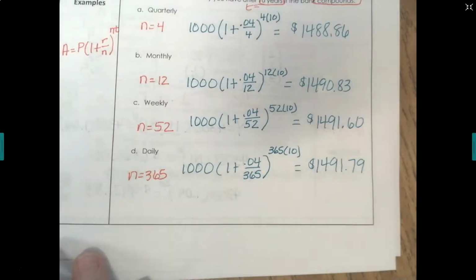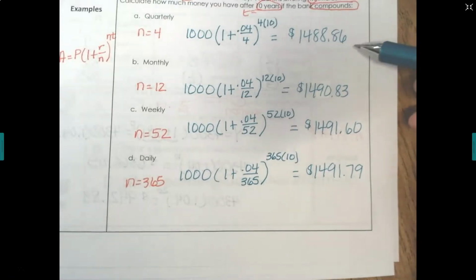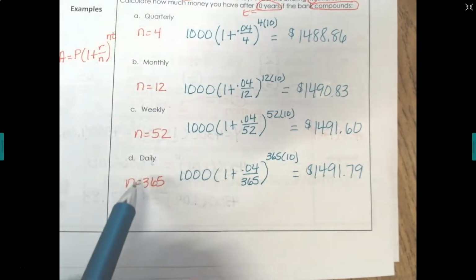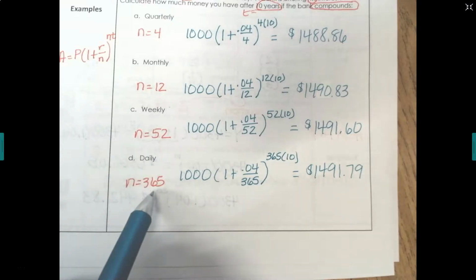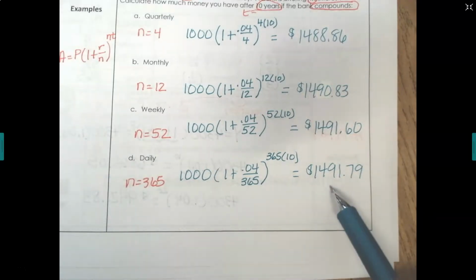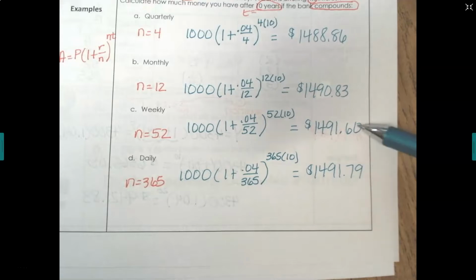All right, so taking a look at these, I got 1488.86, 1490.83, 1491.60, and 1491.79. Now, if you think about it, you might be expecting to get paid a whole lot more if you're getting paid interest more often, but look, there's only 19 cents between these two. It really didn't make a big difference. There wasn't even $3 difference between the lowest one and the highest one.